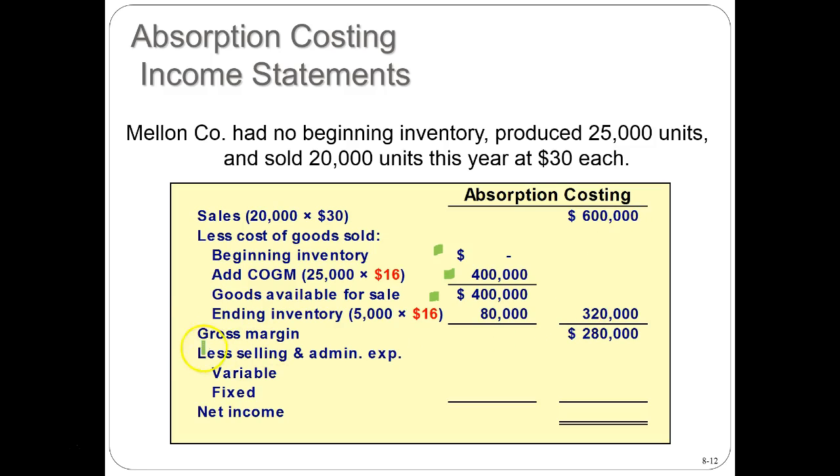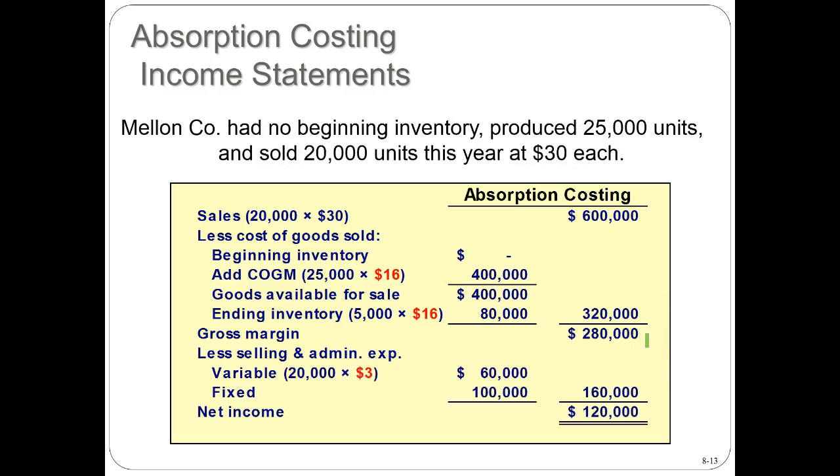Then we're going to have our subtotal of gross margin. That's what we sold it for minus the cost of the stuff that we sold, and that gives us the 280. Then we have everything else, which in this case is the period costs of selling and admin. We had a variable portion and a fixed portion, which add up to 160. The 280 minus the 160 gives us the 120 profit. Next time we'll take a look at the variable method.